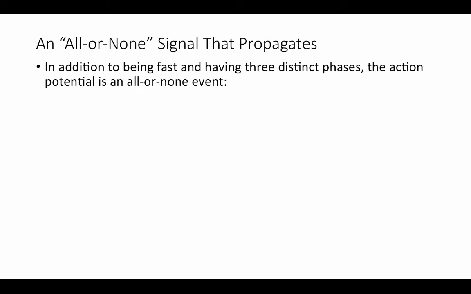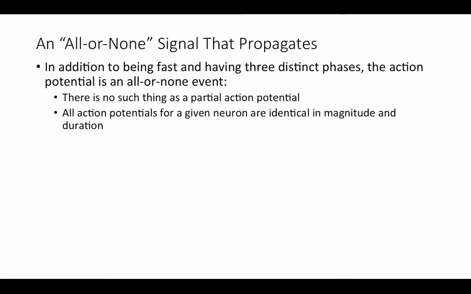So in addition to being fast and having 3 distinct phases, the action potential is an all or none event. So there's no such thing as a partial action potential. It's going to have the same magnitude, and it's going to move all the way along an axon every single time. So all action potentials for a given neuron are identical in magnitude and duration.